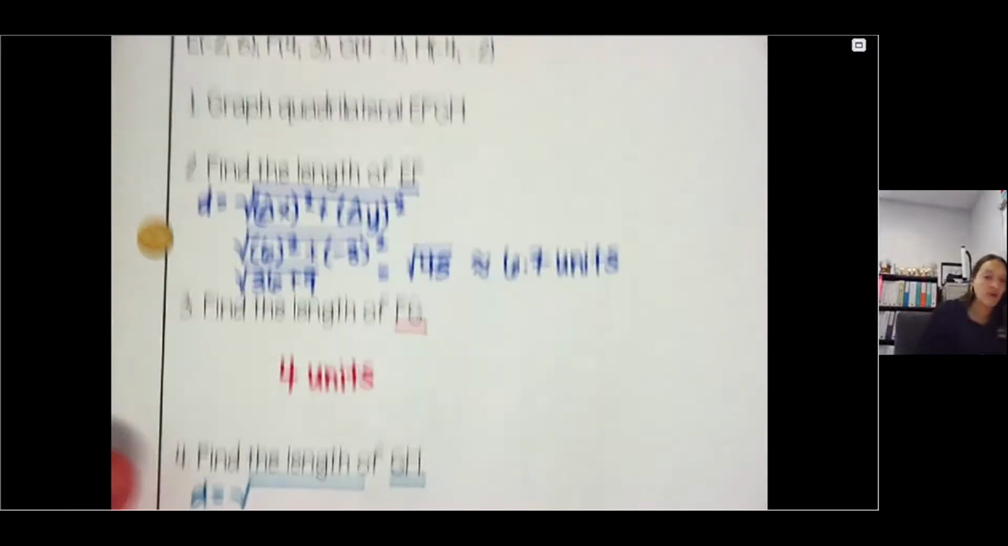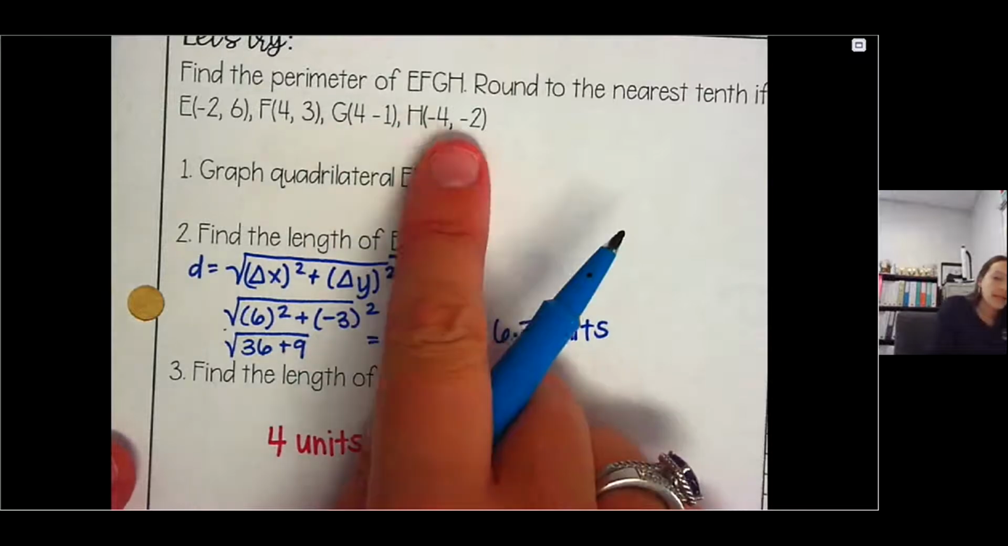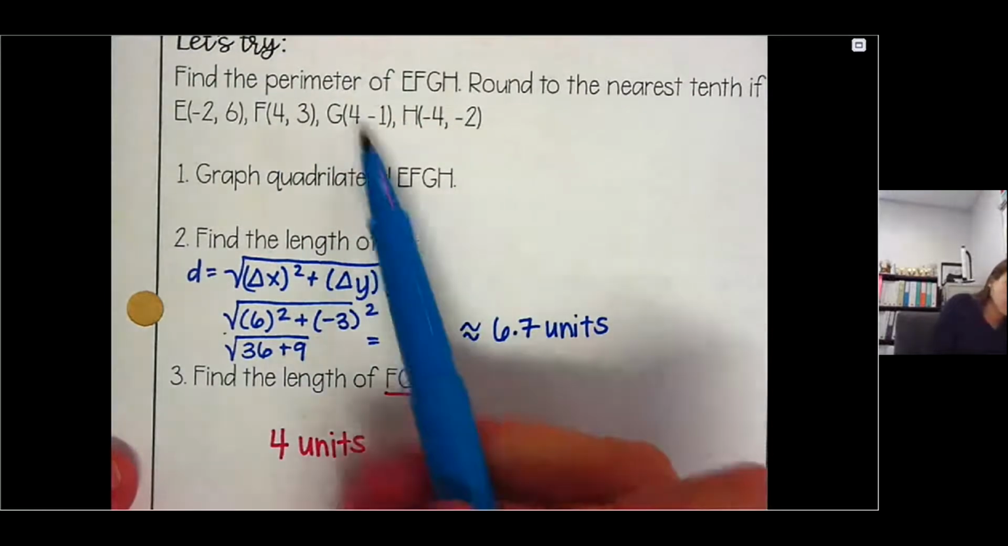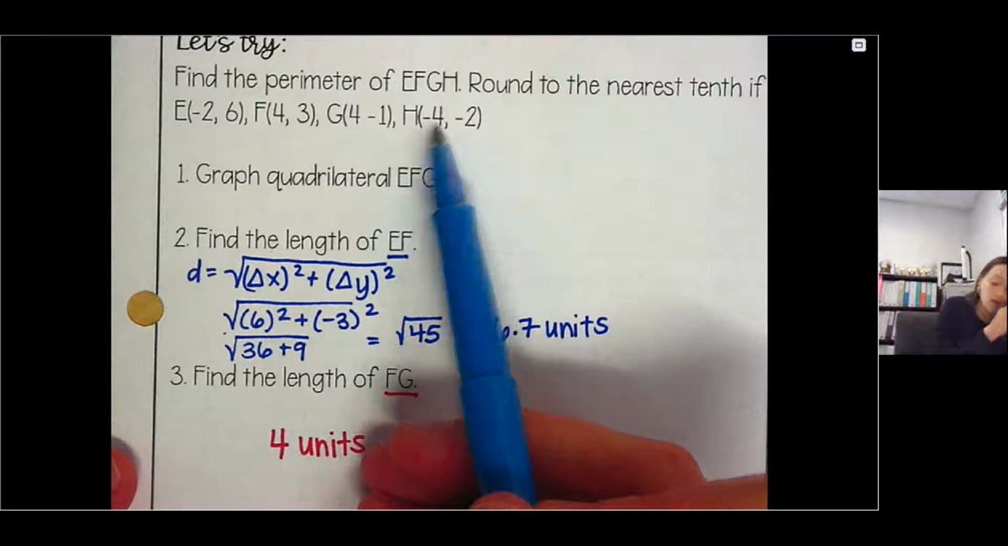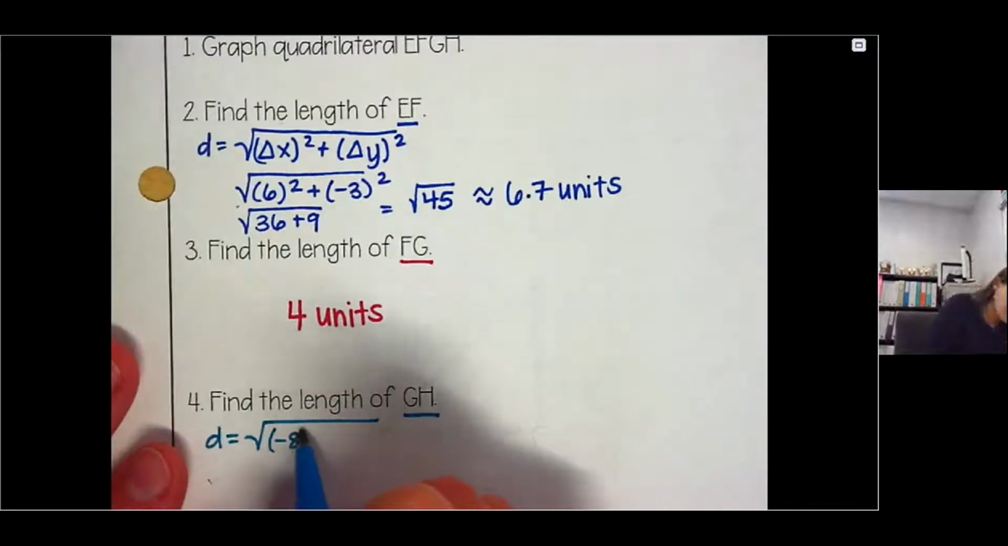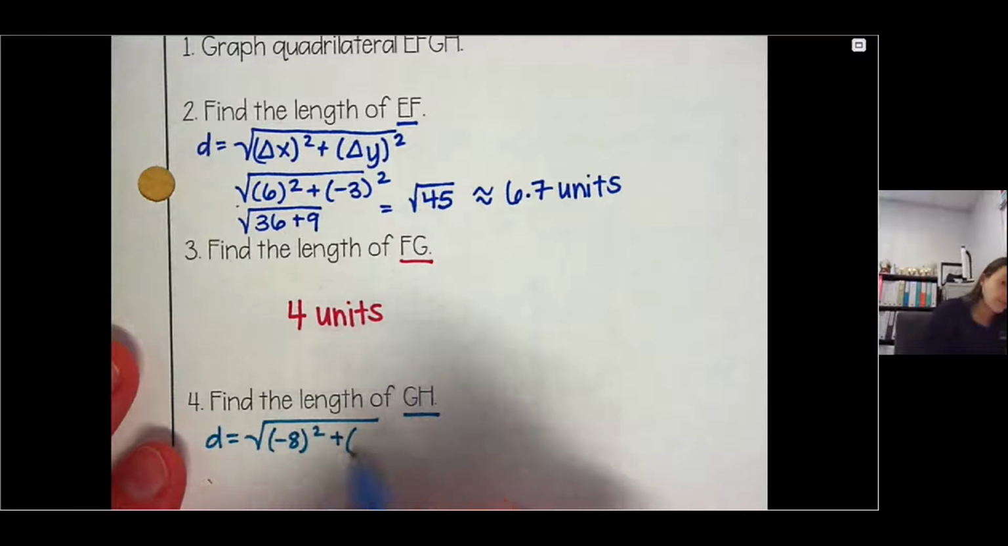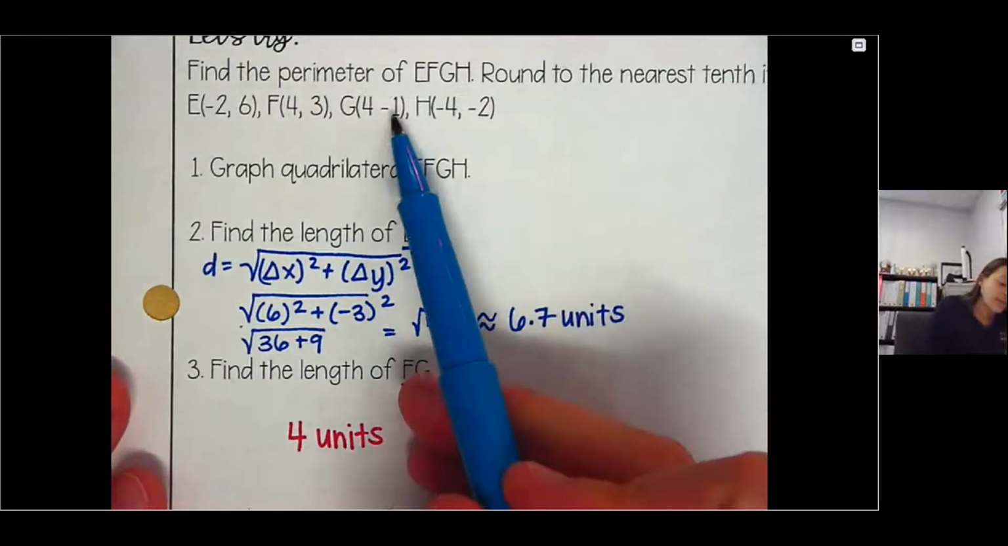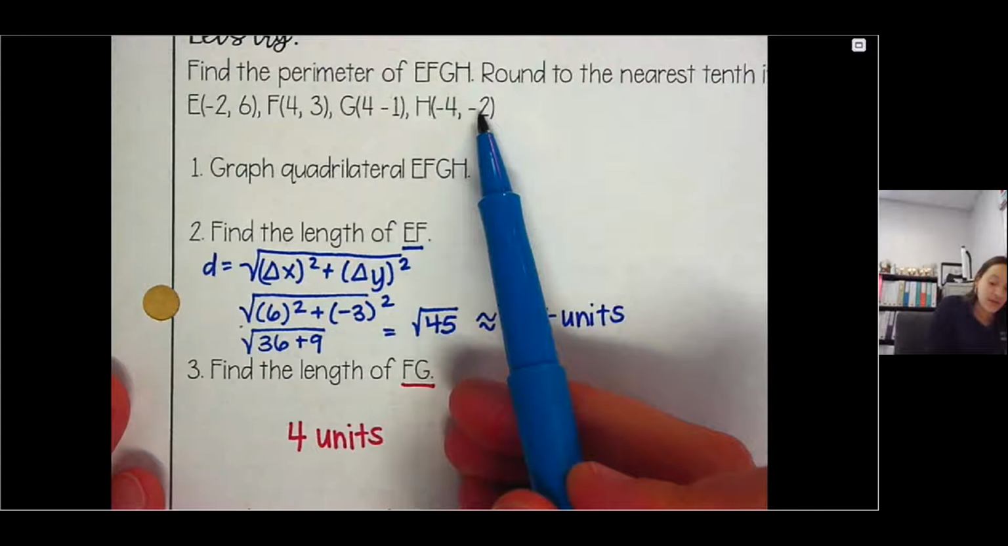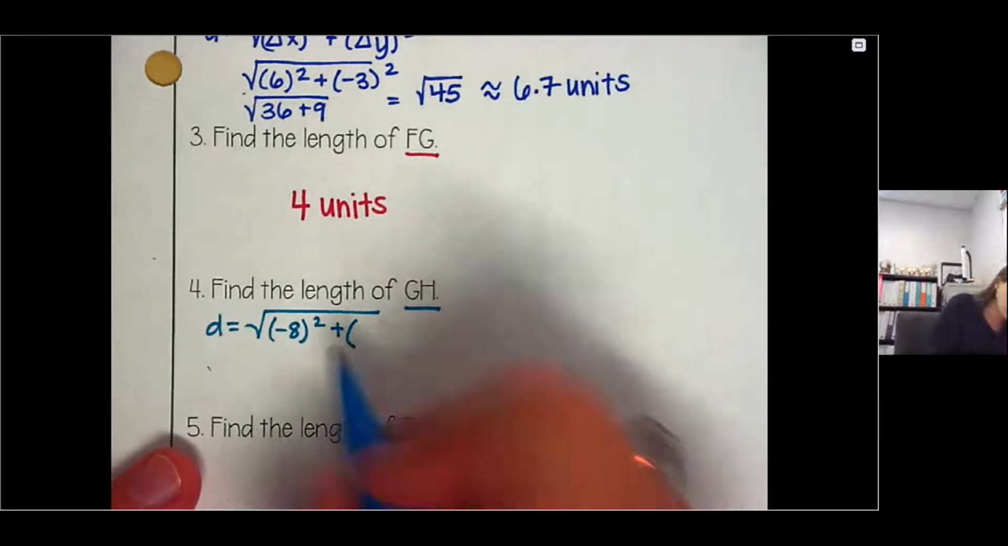Okay, so if I'm going from G to H, if I look at my X coordinates to go from 4 to -4, I'm really subtracting 8. Okay, we're thinking about a number line. And then if I'm going from -1 to -2, I'm just subtracting 1.